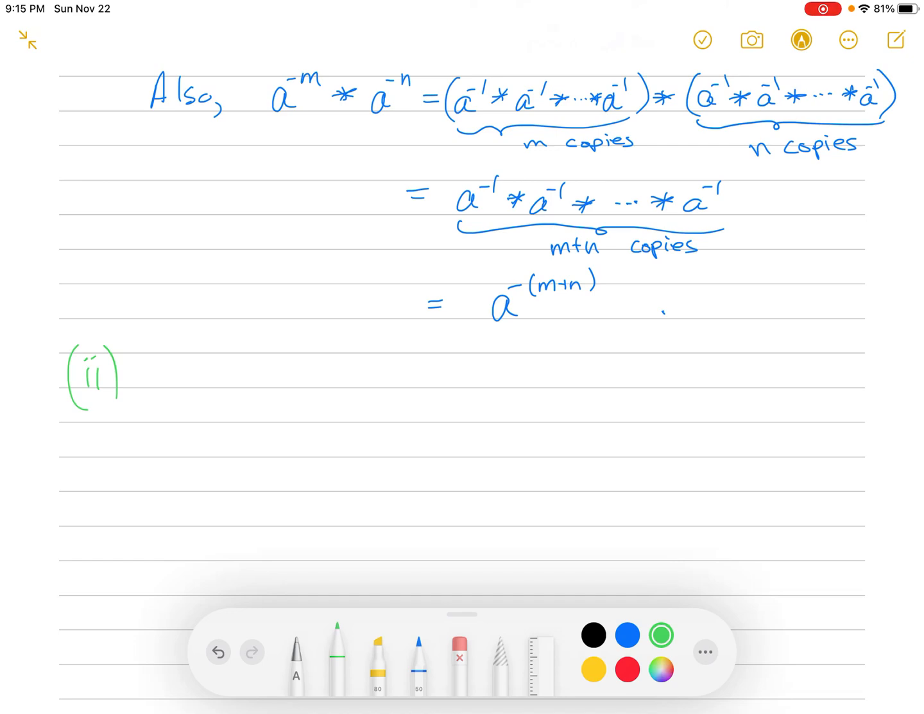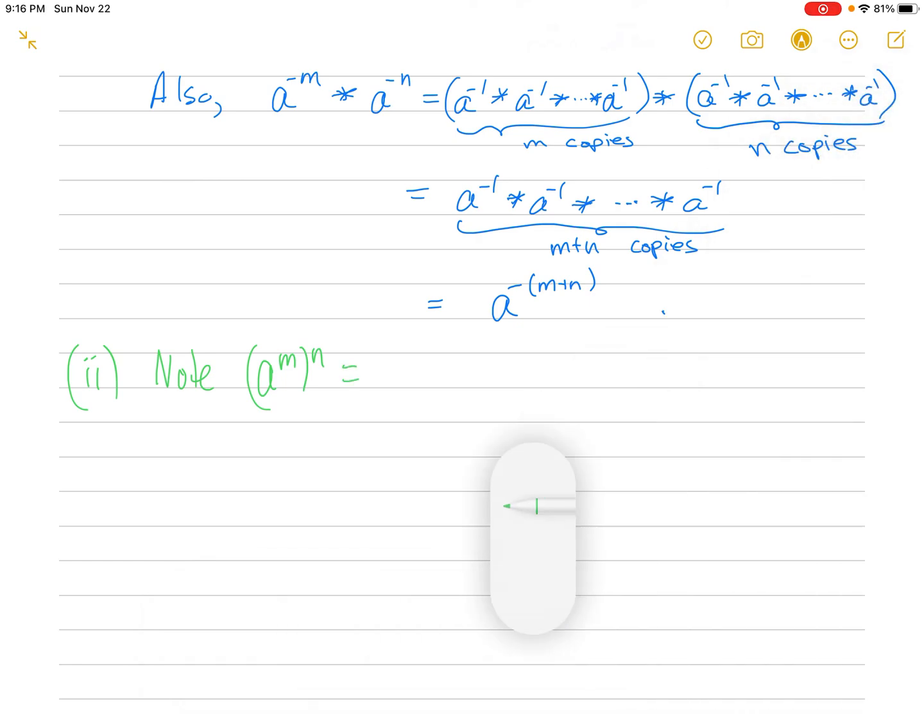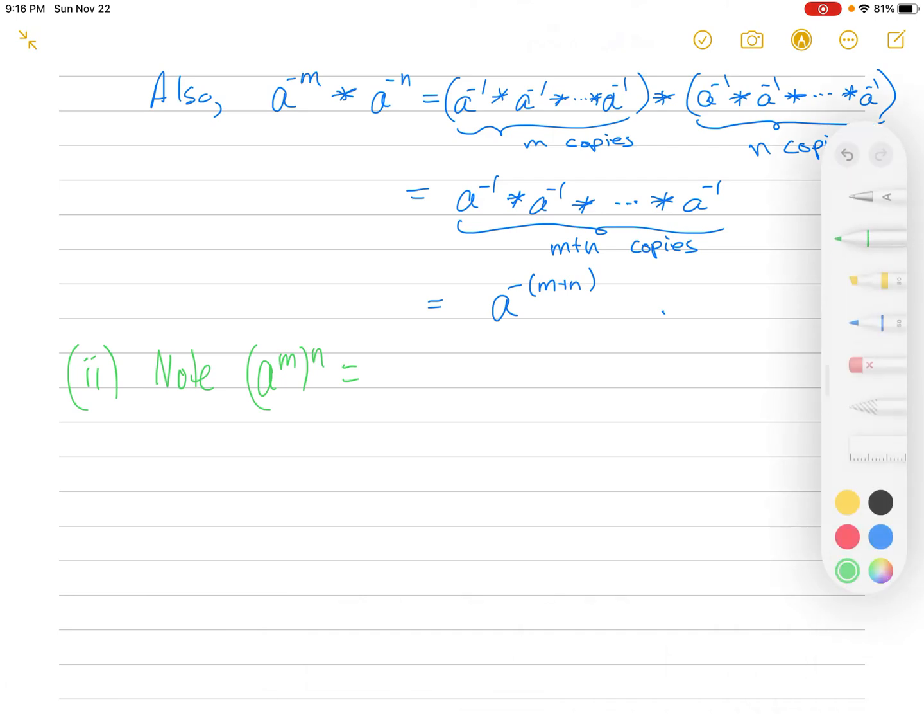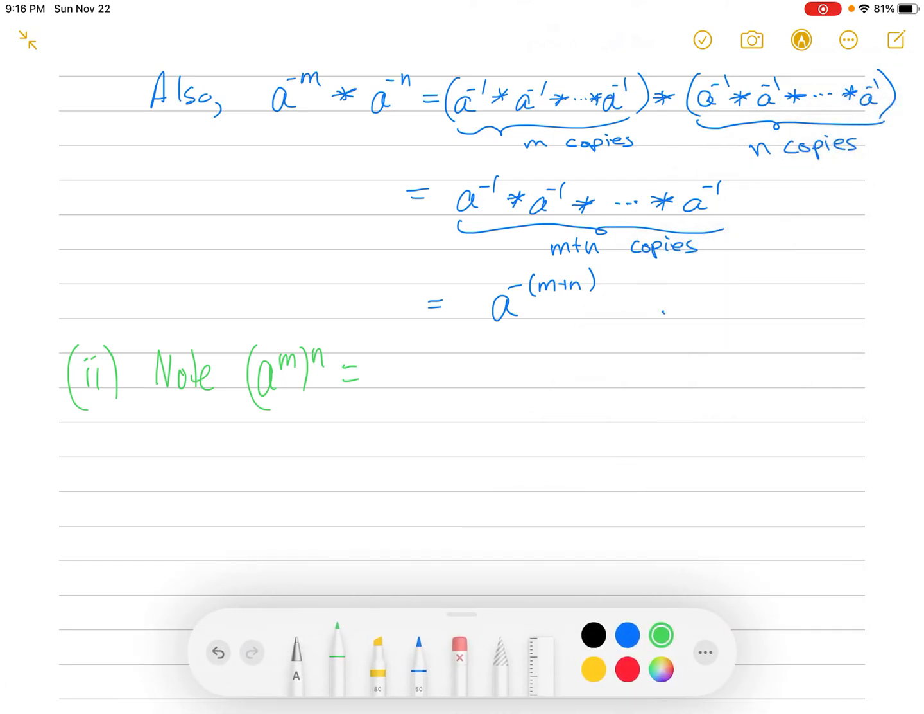What if we have a to the m to the n? So let's note a to the m to the n. First I'm going to do it in parentheses, in red. This is for positive m and n. You have a star dot dot dot star a, there's m copies. This is raised to the n power.